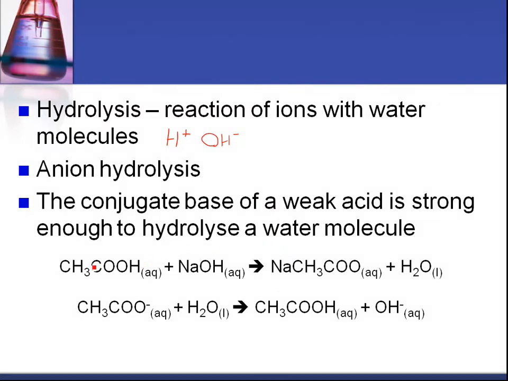So let's look at an example. Here we have ethanoic acid, a weak acid, and it reacts with a strong base to give us salt, which is sodium ethanoate, and of course water. Now that salt will dissociate into the ethanoate ion, and that will hydrolyze water to give us this OH- over here, which means that it'll form a basic solution.